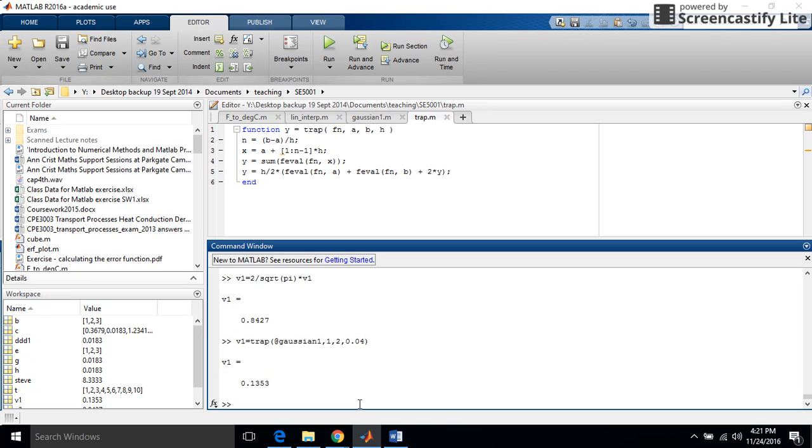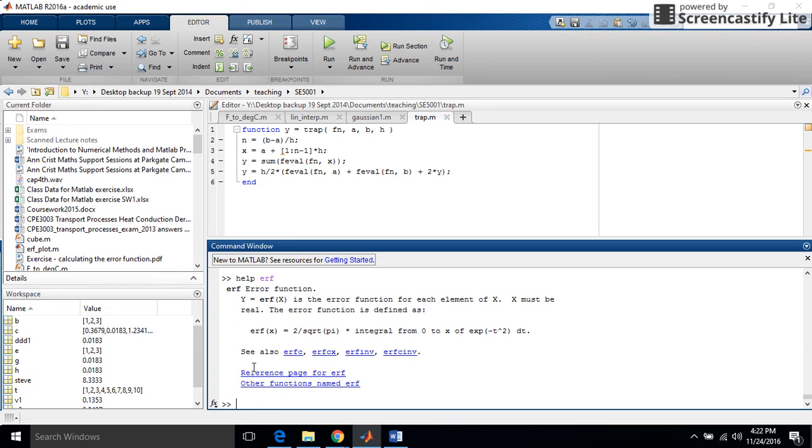Now the error function is defined by 2 over the square root of pi times this integral. And actually MATLAB has an error function built in. The error function is actually called erf. If I type help on erf, that gives me some information. Okay, so that's the definition of erf x.